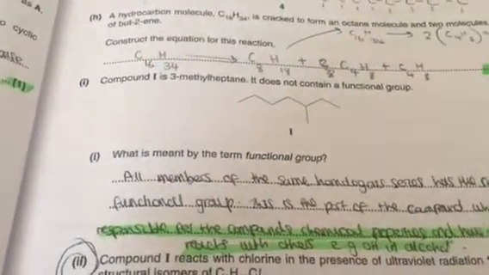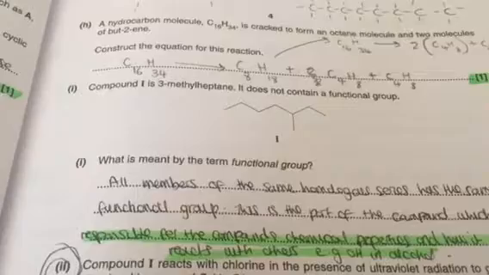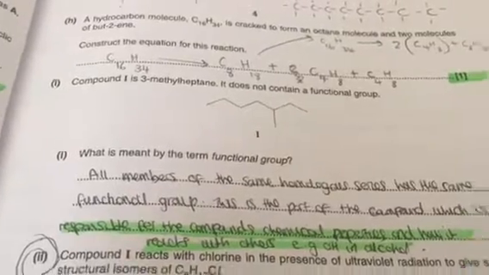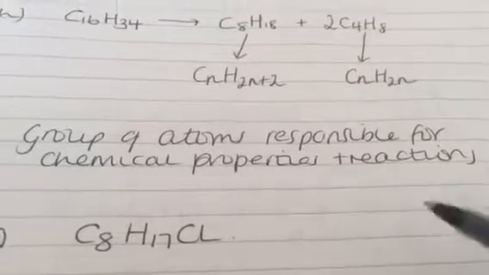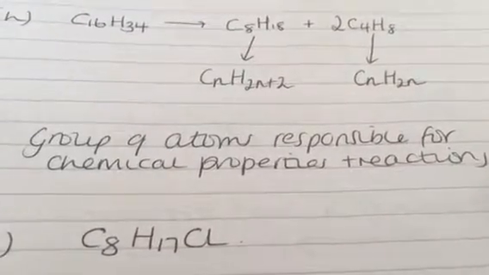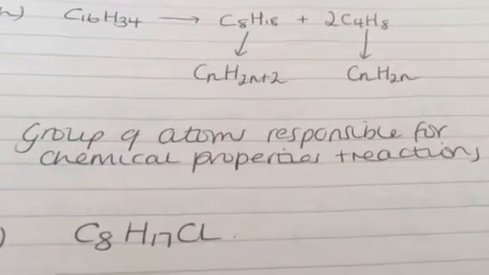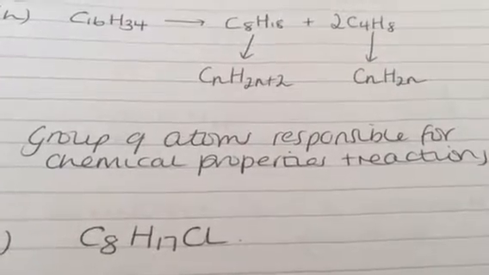The next question is asking us about functional groups and then isomers. So this one here is asking us what is meant by the term functional group. This is key knowledge. It's a group of atoms that are responsible for the chemical properties and their reactions. That is just something to learn by rote, off by heart.